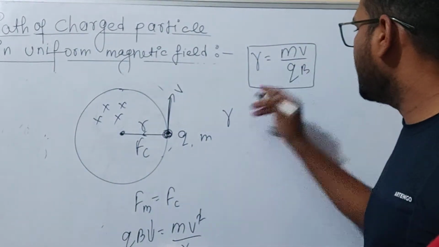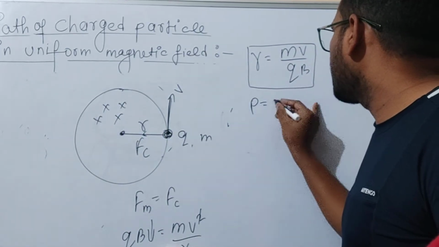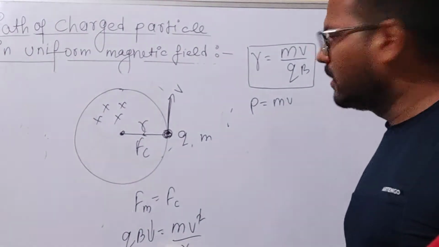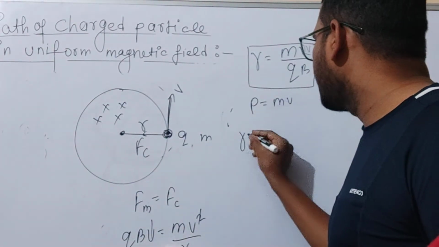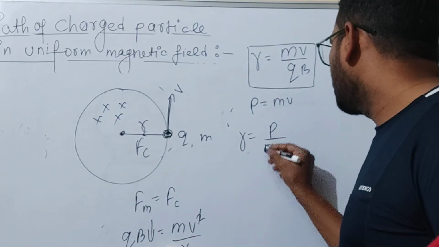As you know, this mv is equal to momentum. Momentum is equal to mass into velocity. So we can replace it. r is equal to mv, that means p, divided by qB.